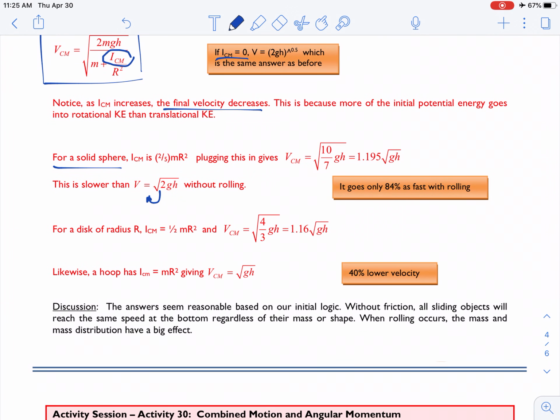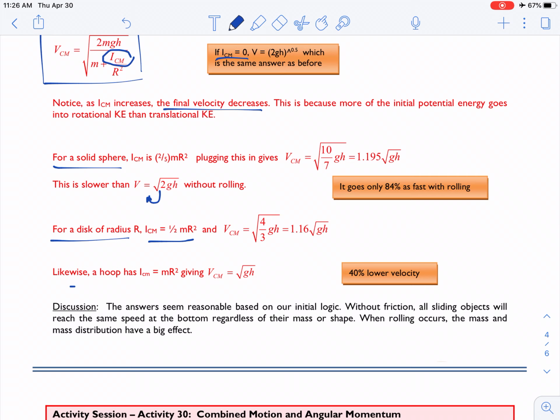Now if you look at different shapes, so instead of a solid sphere, what about a solid disk, for example? Then again from table 10.2 you would choose the center of mass inertia, 1/2 mr squared, and plug that into the above equation for center of mass velocity. Then you get a different coefficient of gh, and it comes out as 4/3, and you can see that it is less than the sphere. And again, it really depends on the inertias.